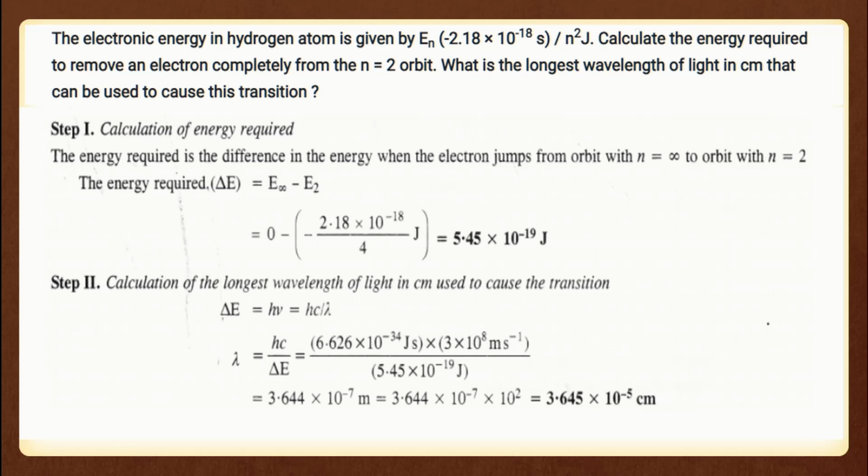Calculation of the longest wavelength of light in centimeters used to cause the transition. Delta E is equal to h nu, which is equal to hc by lambda. Therefore, lambda is equal to hc by delta E, which is equal to 6.626 into 10 power minus 34 joule second into 3 into 10 power 8 meter per second, the whole divided by 5.45 into 10 power minus 19 joules. This is equal to 3.644 into 10 power minus 7 meters, which is equal to 3.644 into 10 power minus 7 into 10 square, which is equal to 3.645 into 10 power minus 5 centimeters.